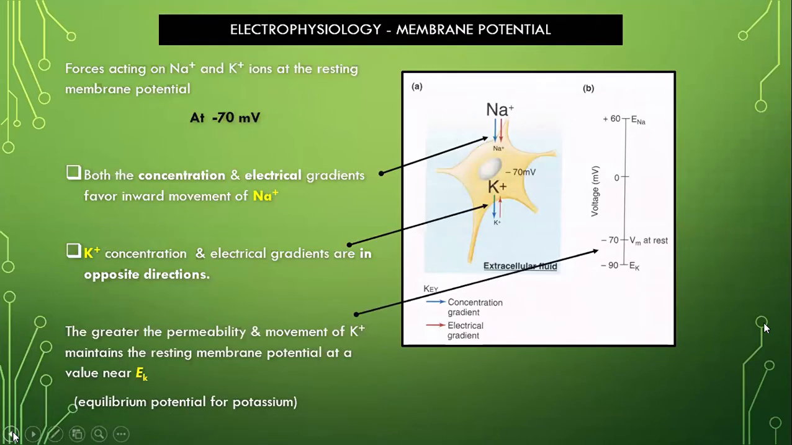Potassium concentration and electrical gradients are in opposite directions. So potassium will go out and sodium will go in. The concentration gradient and the electrical gradient for potassium are in opposite direction. The greater permeability and movement of potassium maintains the resting membrane potential at a value near the equilibrium potential for potassium. Because you notice, the potassium goes out and is very leaky.